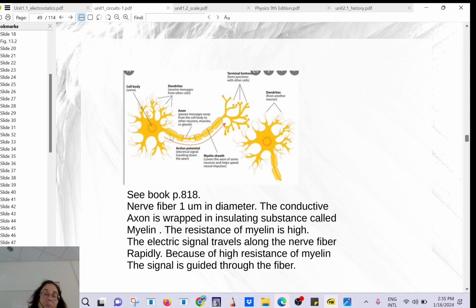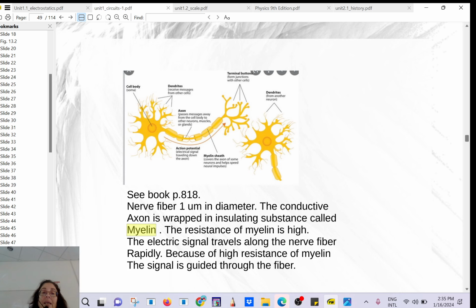Then my point is that when the signal is moving, you don't want to have any leak. You don't want to lose the signal to another part of the body. That's why you have a very thick layer around there, right? It's called the myelin.